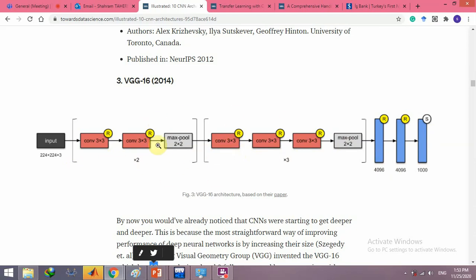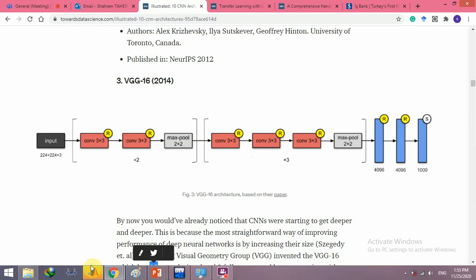For example, the learning rate of this layer will be 10, but the learning rate of this one will be 1. So the learning rate of this one should be 10 times larger than this one, or 20 times larger than the learning rate of these layers. This is the general idea of transfer learning.